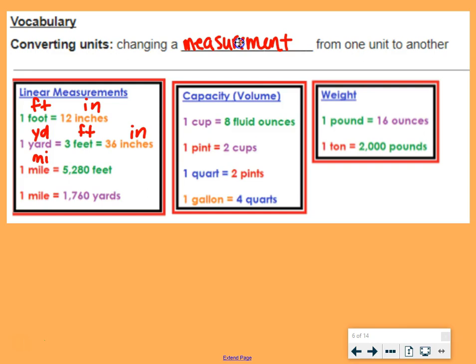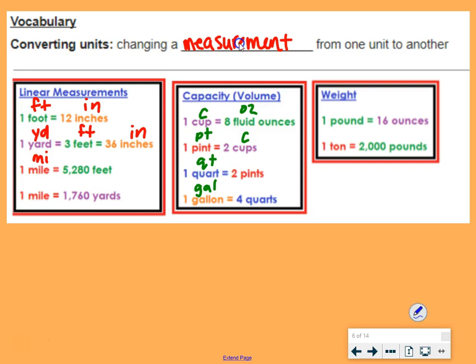Capacity, volume, so that would be liquid. So how we measure like our milk, we get gallons of milk, or our orange juice, or our Gatorade, however we want to specify that. But 1 cup is 8 fluid ounces, and ounces would be abbreviated OZ. 1 pint, pint can be abbreviated PT, equals 2 cups. Cups usually will just be a big C, no other letter, just a C. Quart, 1 quart, that can be abbreviated QT, equals 2 pints. And 1 gallon, sometimes that'll be GAL for gallon, equals 4 quarts.